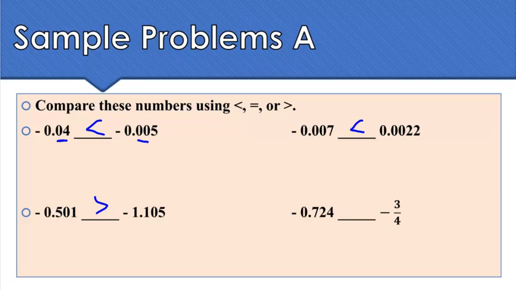And then we have negative 0.724 compared to negative 3/4. Just remember, negative 3/4 is negative 0.75. So now we're comparing 72 and 75. 72 is smaller than 75. However, we have a negative. Negative 0.724 is actually greater than negative 0.75 because it's further to the right and it's closer to 0.